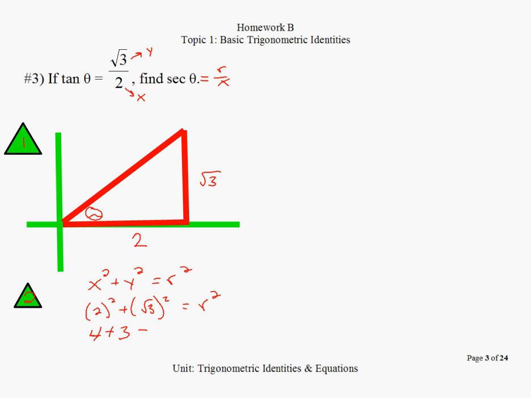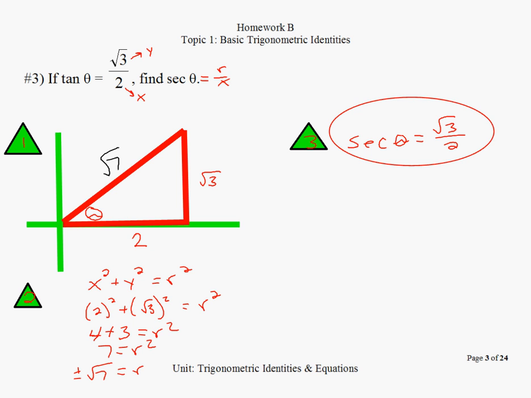2 squared is 4, square root of 3 squared is 3, 4 plus 3 is 7, therefore r is plus or minus the square root of 7. This is a radius. Radius is always positive, so it's positive square root of 7. Therefore, secant of theta is r, which is square root of 7, over 2. This should be square root of 7 over 2, not square root of 3 over 2.